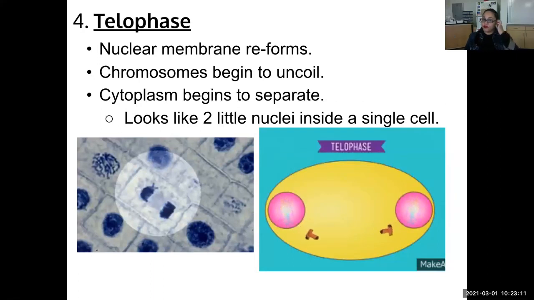Telophase: the nuclear membrane reforms. Chromosomes begin to uncoil, and the cytoplasm kind of stretches out and begins to separate. So it looks like two little nuclei inside a single cell. So it goes from metaphase to anaphase. They're still kind of separated, but in telophase, they just kind of start to tighten up again.